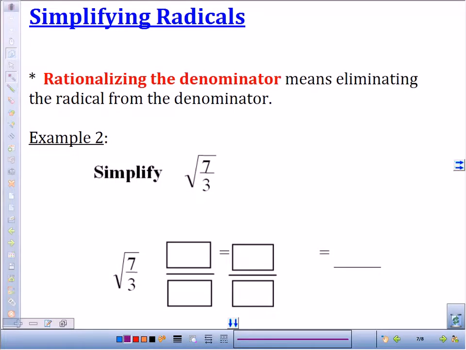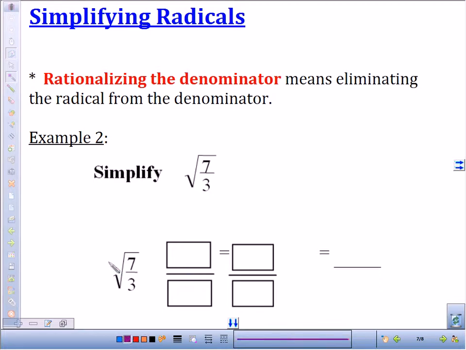Rationalizing the denominator means eliminating the radical from the denominator. We are not allowed to have a radical on the bottom of a fraction. We're not allowed to do that. So we want to remove the radical from the bottom of a fraction if it ever shows up.